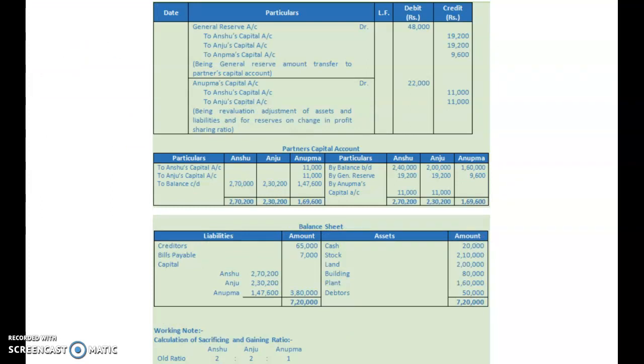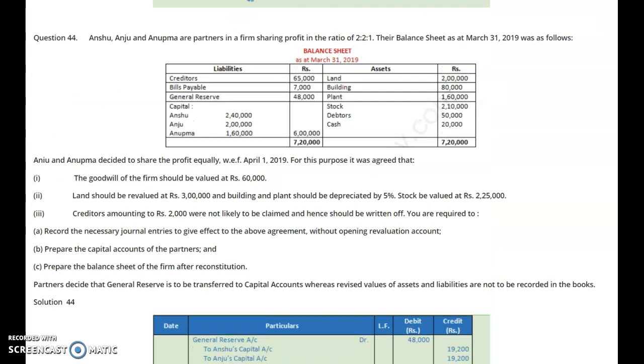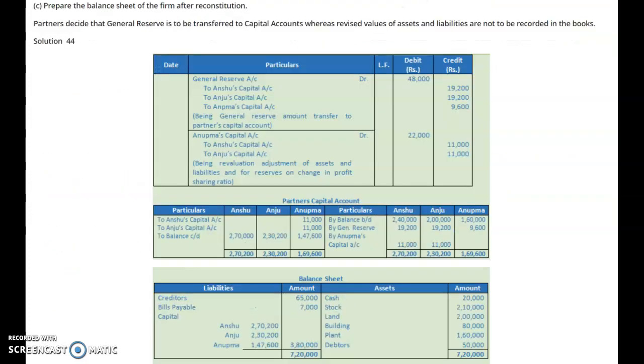Now come to the preparation of the partners' capital accounts. By balance b/d, these balances are given: 2,40,000, 2 lakh and 1,60,000 being credited. By general reserve of the first entry, 19,200, 19,200 and 9,600. Then the effect of this adjustment entry will be taken. Anupma's capital account will be debited with 22,000.